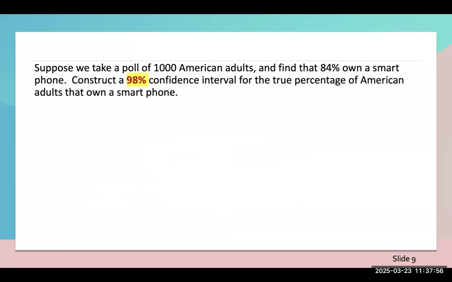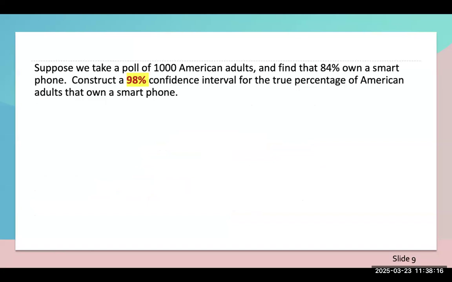Let's try the same example, but let's change the confidence level. So instead of 95%, let's make it 98%. Before we continue, what do you think will change? How will that confidence interval change? Do you expect it to get wider, or do you expect it to get more narrow?